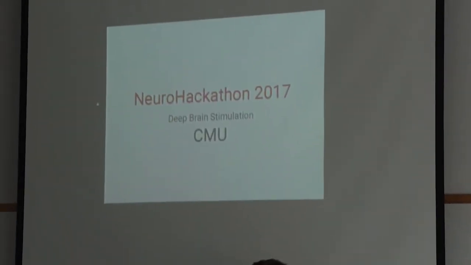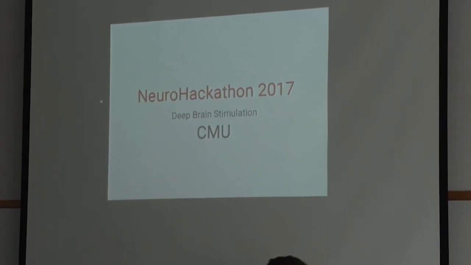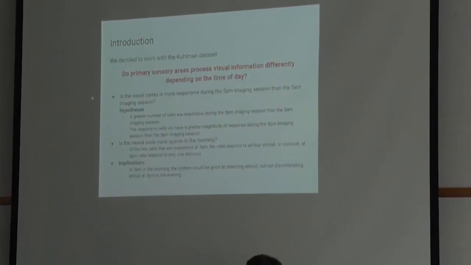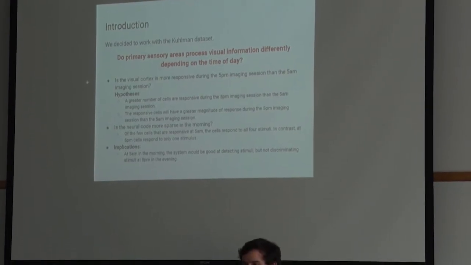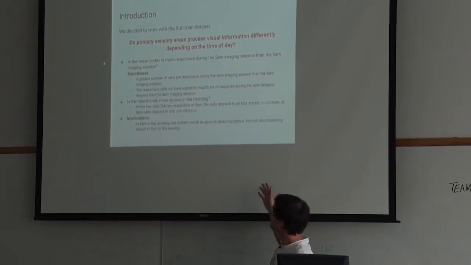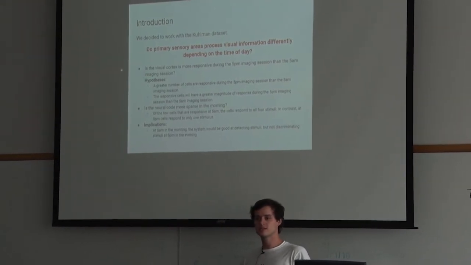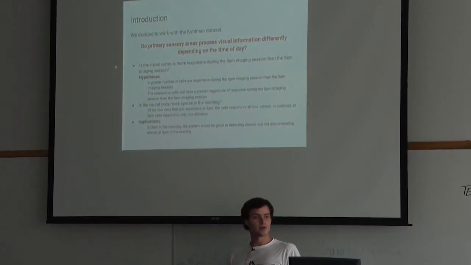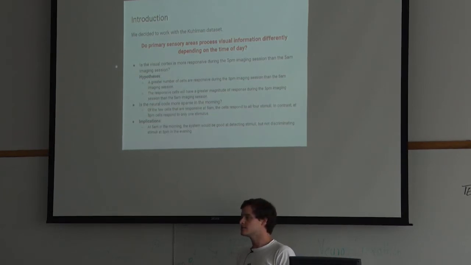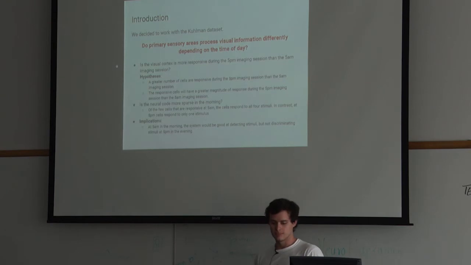Thanks. So, hi, everyone. We're deep brain stimulation. We also worked on the 5 a.m. versus 5 p.m. data set that some people already described. Here we present the main questions that were provided in the initial presentation of the data set. The primary question is whether there is a difference in neural activity between 5 a.m. and 5 p.m. in the mice where those experiments were recorded.